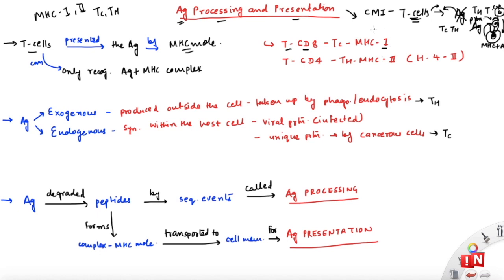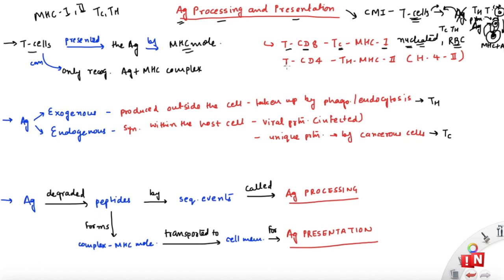And where is this MHC class 1 present? MHC class 1 is present on all the nucleated cells. We have to remember this, all the nucleated cells. That means almost all the cells in the body will have MHC class 1. Which is the cell that will not have it? The cell without the nucleus, the RBC. Other than that, all the nucleated cells will express MHC class 1. So TC cells, that means the T cells with CD8, can recognize the MHC class 1 that is present on all the nucleated cells in the body.